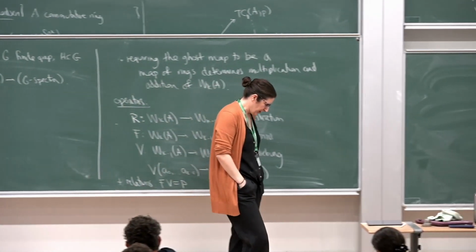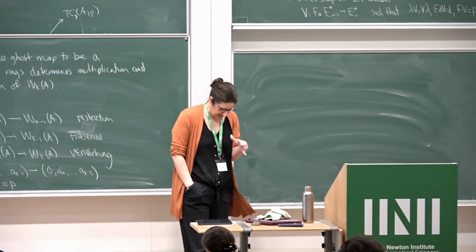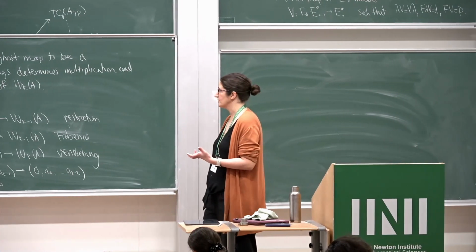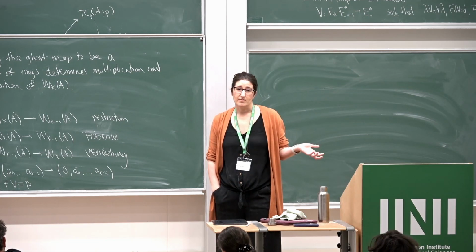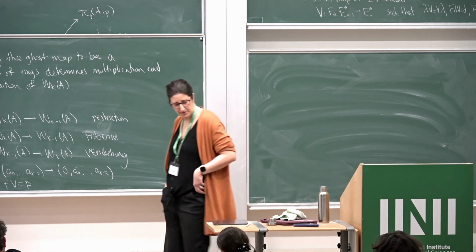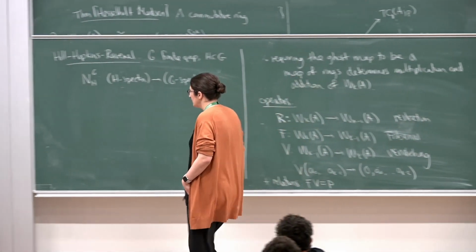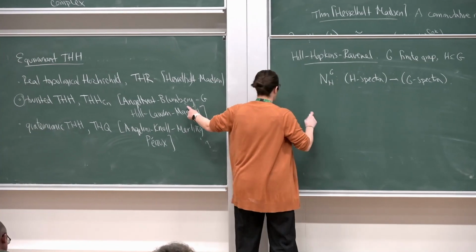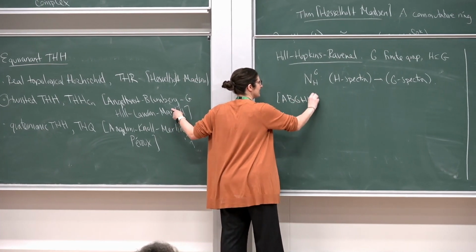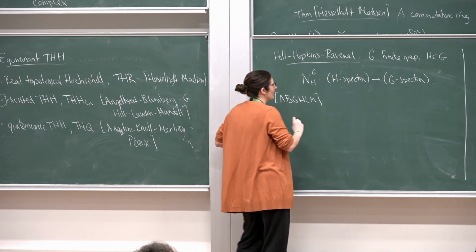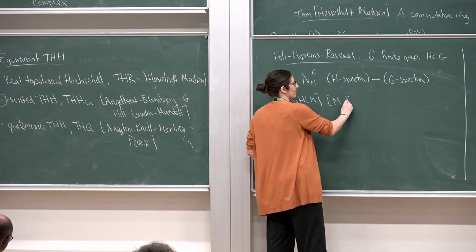It lends itself very naturally to the question, though. Hill-Hopkins-Ravenel's work is for finite groups, and so one could ask, what if your group's not finite? Can we take the norm to something not finite? Some of the first work in that direction is due to this collaboration with Angeltveit, Blumberg, myself, Mike Hill, Tyler Lawson, and Mike Mandell. And there was related work around the same time due to Martin Stolz.